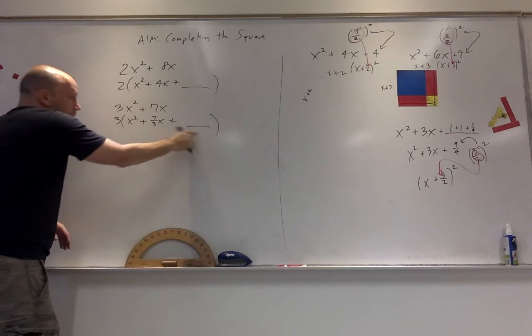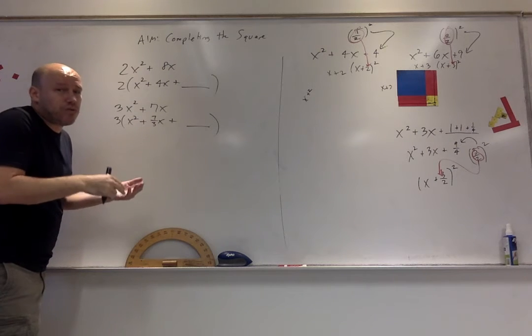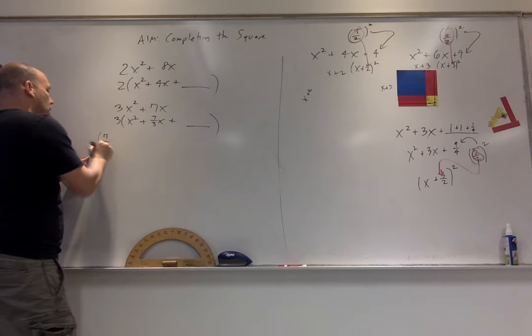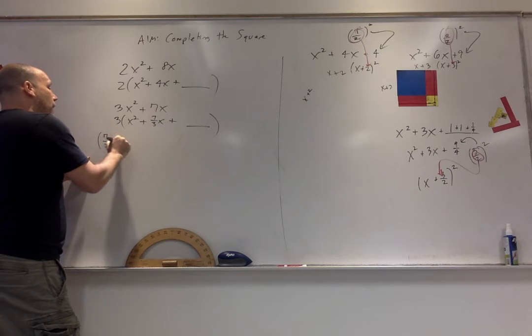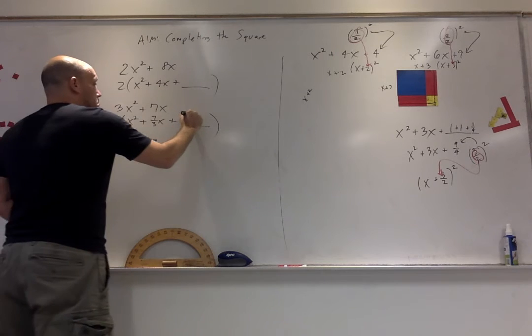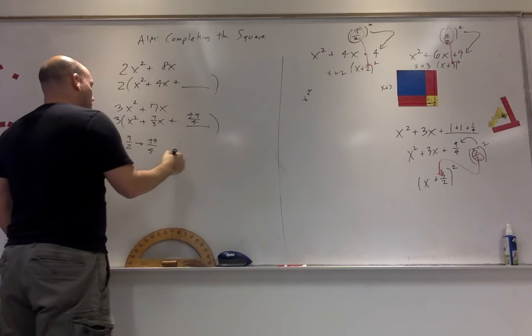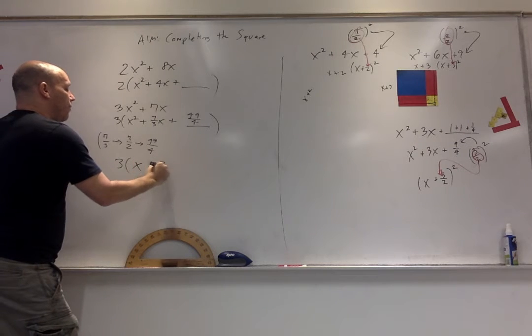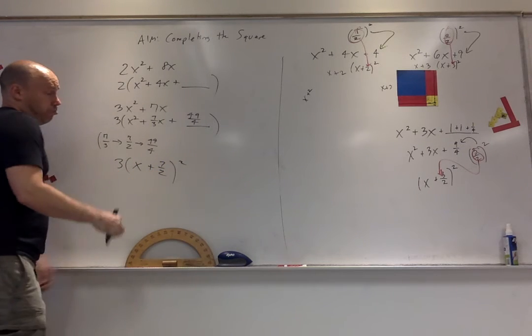And then we just have to complete this trinomial, perfect this trinomial. Take your 7/3. Divide it by 2, and then square it. Right? And this becomes 3 times x plus 7 over 6 squared.